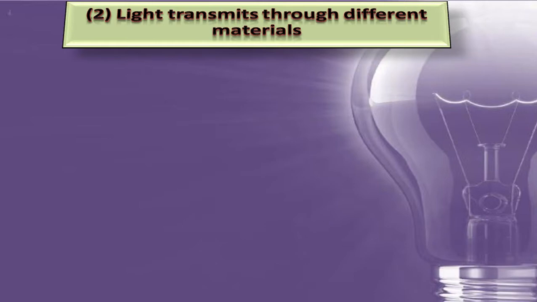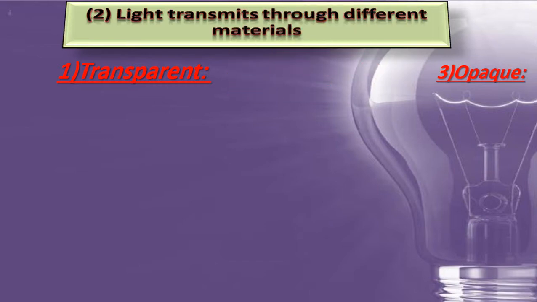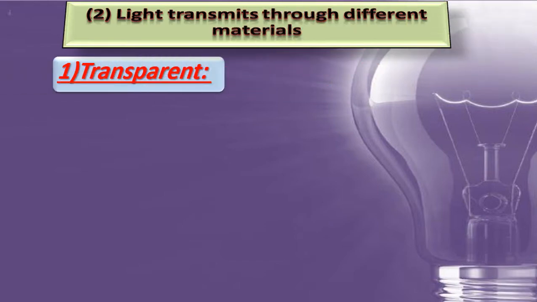The second property of light is transmitting of light through different materials. Light transmits through different materials with variable degrees. So we can classify materials according to their ability to transmit light into transparent materials, translucent or semi-transparent materials, and opaque materials. We will define each one of them. Let's start with transparent materials.